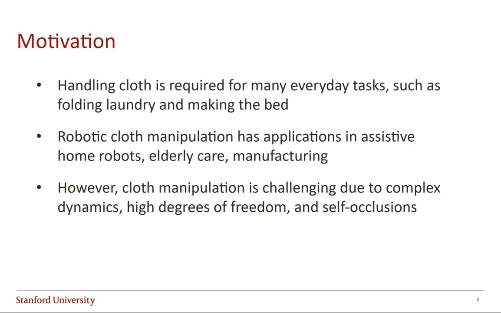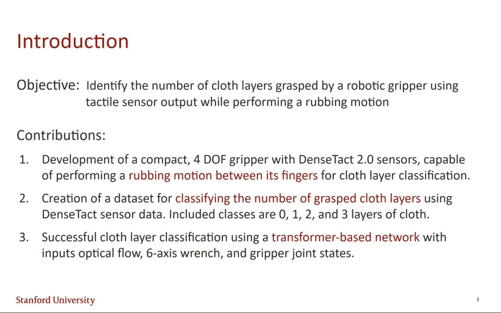However, cloth manipulation is challenging for robots due to cloth having complex dynamics, high degrees of freedom, and self-occlusions. A result of these challenges is that cloth often becomes folded or bunched up during manipulation. Thus, it's important that robots are able to identify how many layers of cloth are grasped for effective cloth handling.